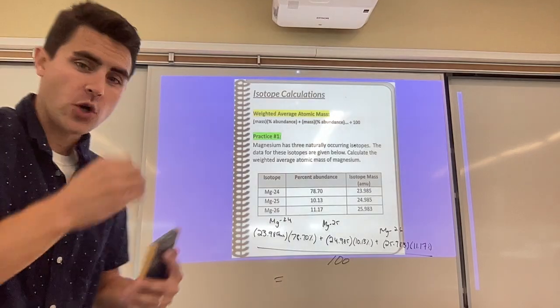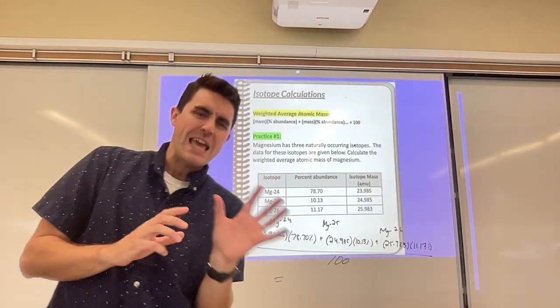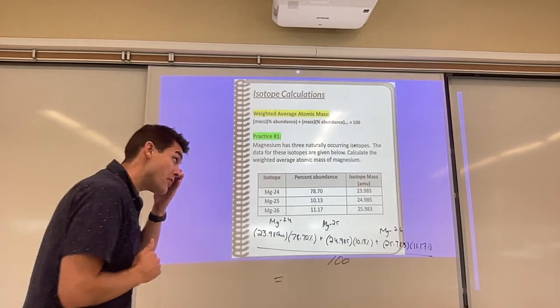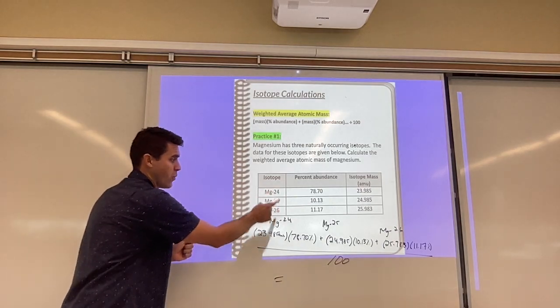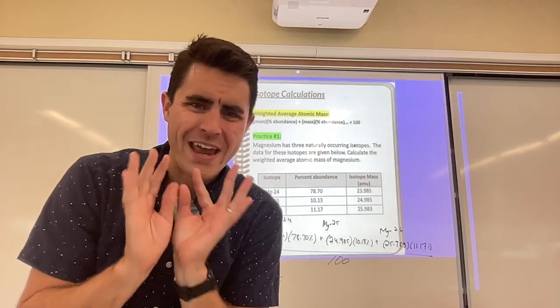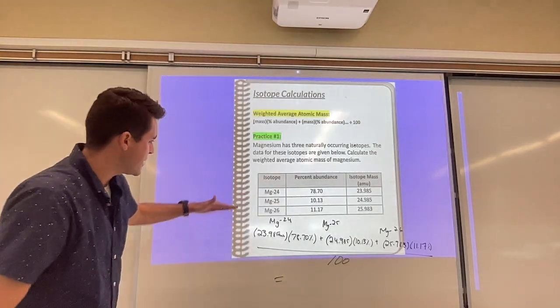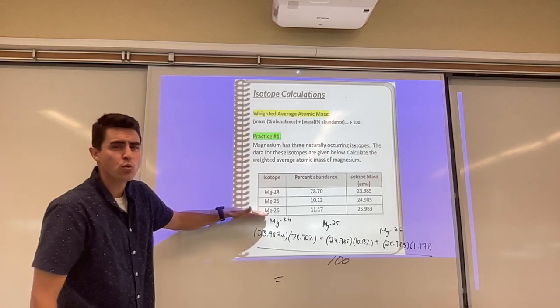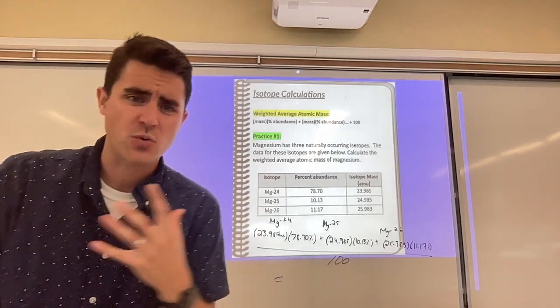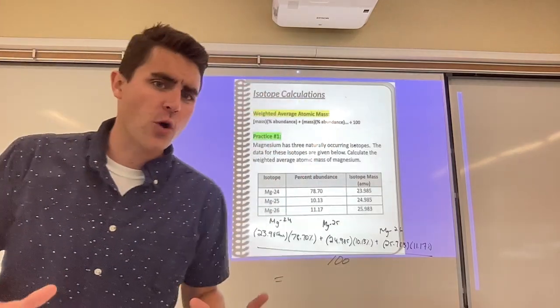Now, before I show you this answer, I want you to think, if this is the average atomic mass, and I have three options, the atomic mass is either 24, 25, or 26. You can guess in your head what that average mass could be. It's probably somewhere between 24 and 25. So when you get your answer out, if it's not between 24 and 26, you know you're way off.